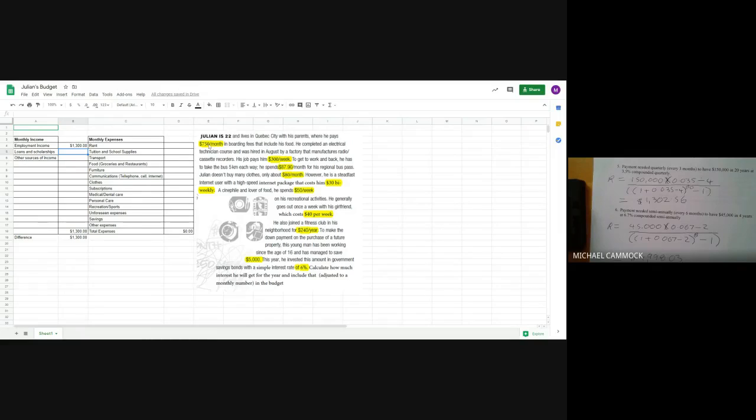Here's $750 worth of rent. That's per month. We're not going to do anything with that because it's already per month. So we're going to put that in. Okay. So far, so good. Yep.